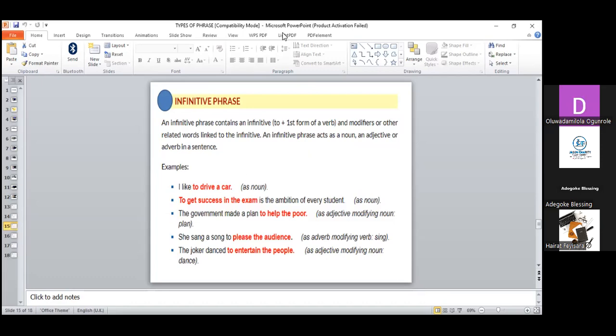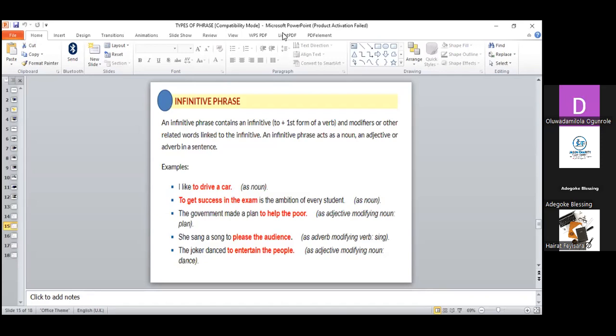Now, for us to have an infinitive phrase, we are looking at the first form of that verb, the one you use with the pronoun I. You put it in the to infinitive form, and then you add some other parts or constituents. An infinitive phrase contains an infinitive, that is the preposition to and that verb, and modifiers or other related words linked to that infinitive.